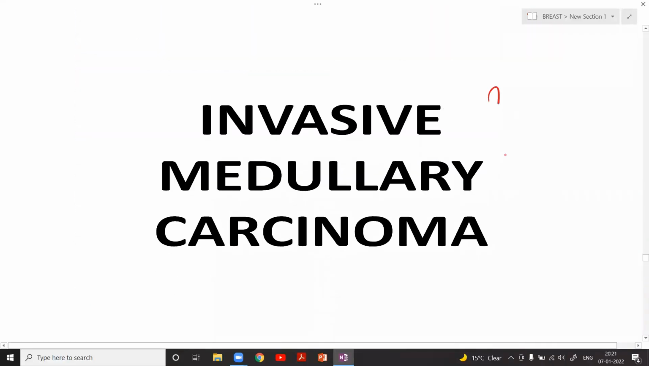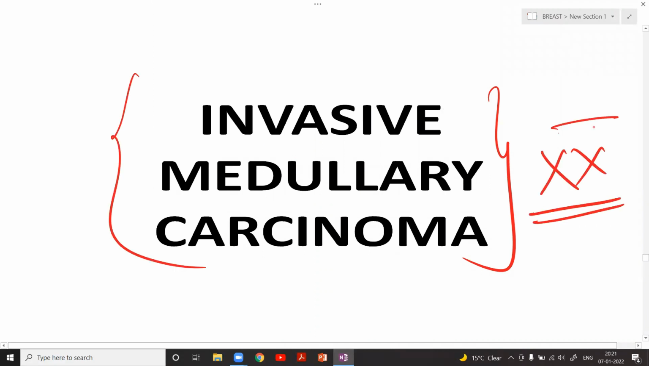Now in today's world, we do not have an entity called invasive medullary carcinoma. So you tell me, where do we place these tumors? Where are these invasive tumors kept? Yes, can anyone tell me? In which category do we keep this?